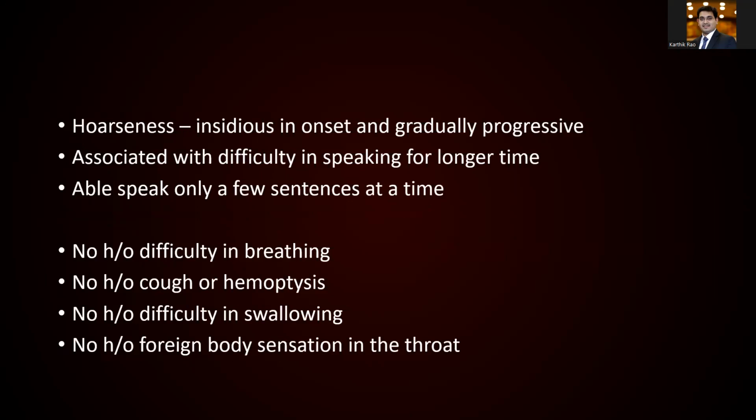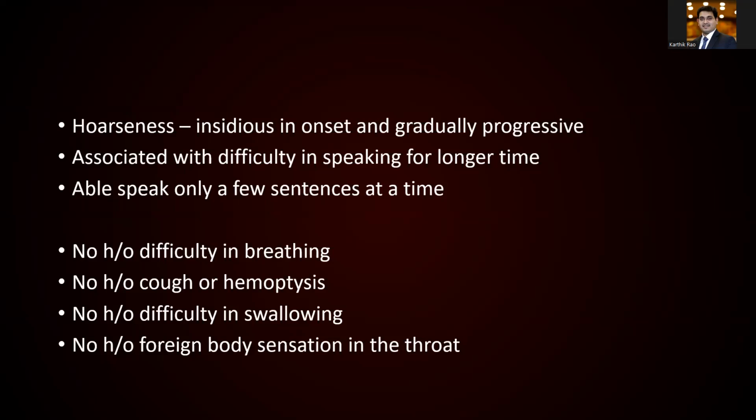Number one, I asked about history of difficulty in breathing. The reason is that I wanted to know by history if the patient is having any airway obstruction or narrowing of the supraglottic or glottic airway. Next is history of cough with hemoptysis. If the tumor is very fragile, the patient can have hemoptysis because of excessive coughing, and any other upper aerodigestive tract tumors can also lead to hemoptysis.